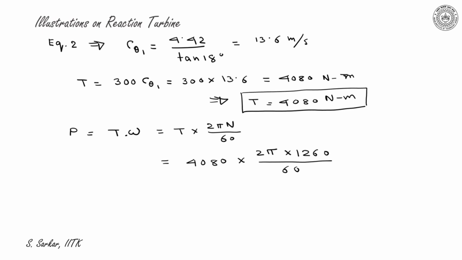Therefore, eta H, which is hydraulic efficiency, will be expressed as power developed divided by available power.